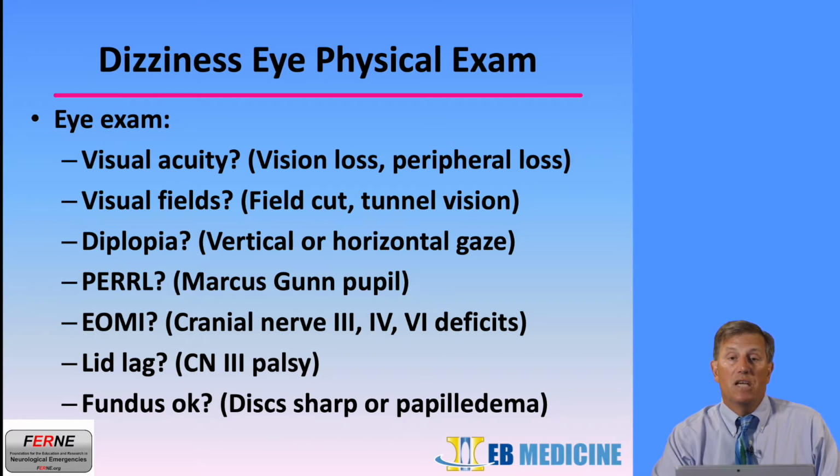Are the pupils equal, round, and reactive to light? In other words, could there be a Marcus Gunn pupil, which would suggest a cranial nerve deficit? Are the extraocular muscles intact? If they're not, this could suggest a cranial nerve 3, 4, or 6 deficit. Is there a lid lag on one side, which could suggest a cranial nerve 3 palsy, which could be related, for example, to an aneurysm?